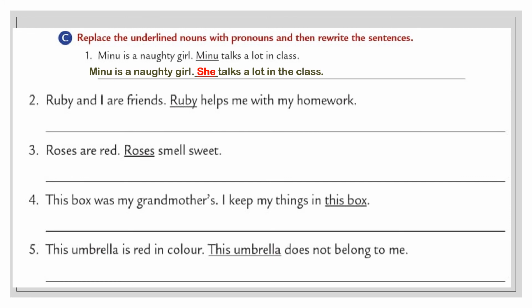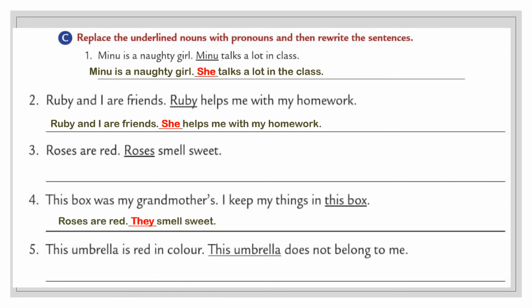Okay, next one. Ruby and I are friends. Ruby helps me with her homework. This is also similar, just like Meenu. For Ruby also we will use the pronoun she. Yes, she helps me with my homework. Now third one. Roses are red. Roses smell sweet. Now it is plural, so we will use they. They smell sweet.